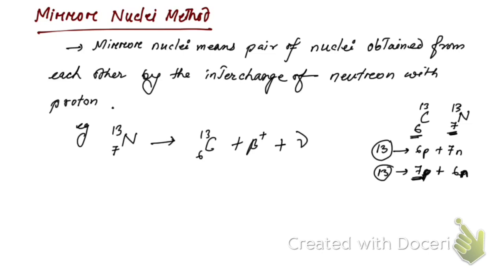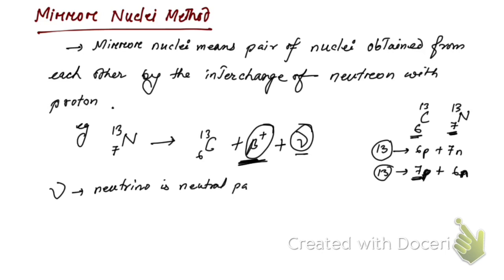So these two nuclei are called mirror nuclei. Due to the conversion of proton to neutron in this process, emission of a positron and a neutrino takes place. A neutrino is a neutral particle of negligible mass.